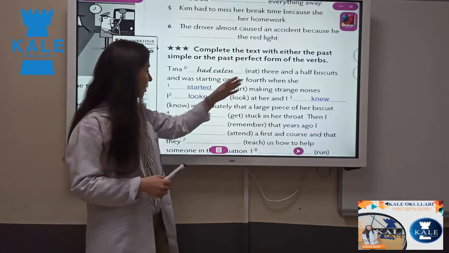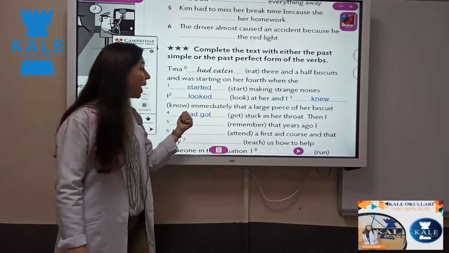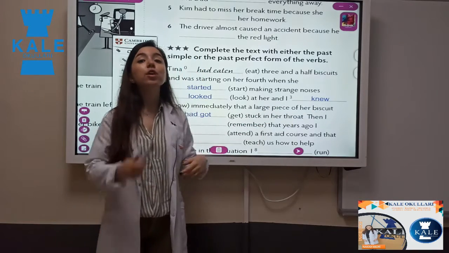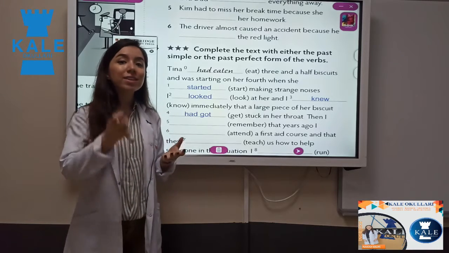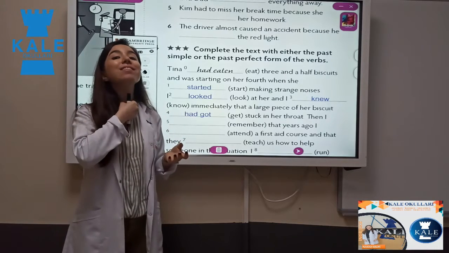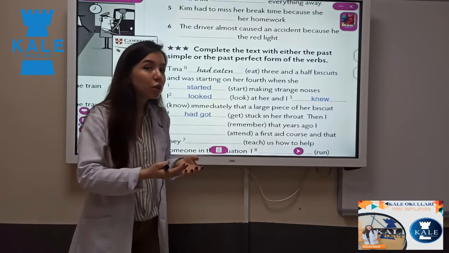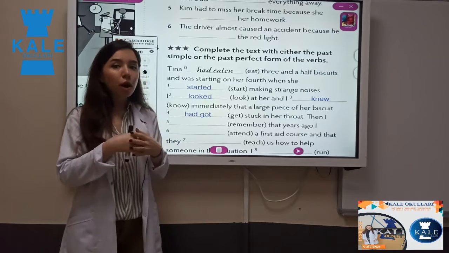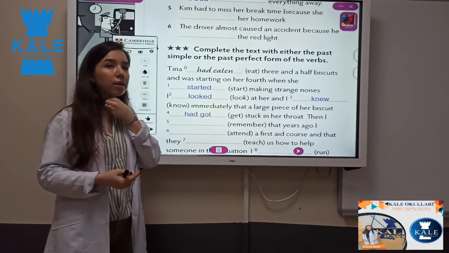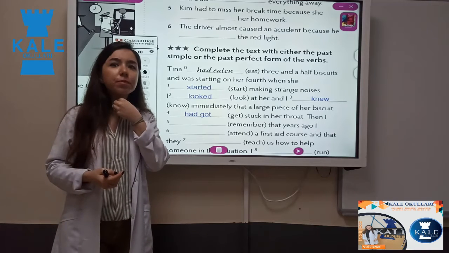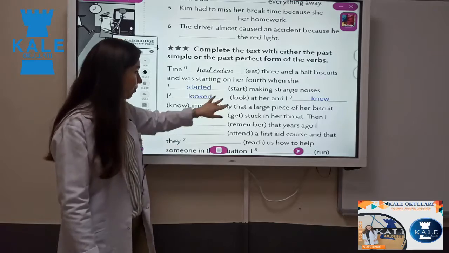I looked at her and I knew immediately that a large piece of her biscuit had got stuck in her throat. So, before I looked at her, the large piece of biscuit had stuck here, it was here. Then I looked at her, for example, she's like this, yes? I understood that it had stuck here.